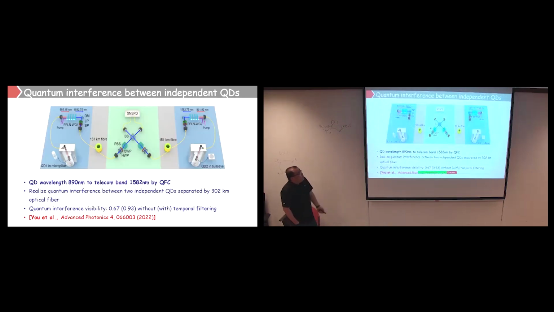And we also work with my colleague Chaoyang Lu. He has a very fancy quantum dot. We convert his quantum dot into some 1550 and then do the interference about 300 kilometers. And the paper is published in Advanced Photonics.